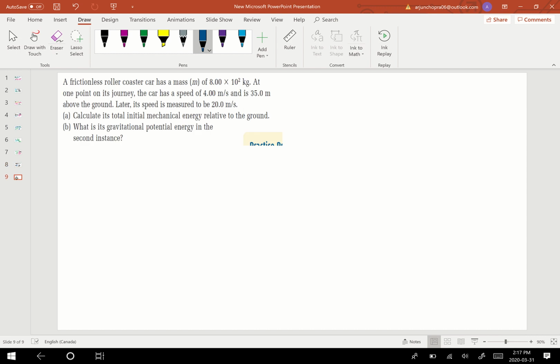A frictionless roller coaster car has a mass of 8 times 10 raised to the power 2 kg. At the first point of its journey, the car has a speed of 4 meters per second and is 35 meters above the ground. So this is at a height of 35 meters from the ground. This is equal to 35 meters.